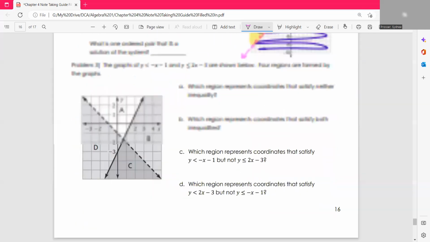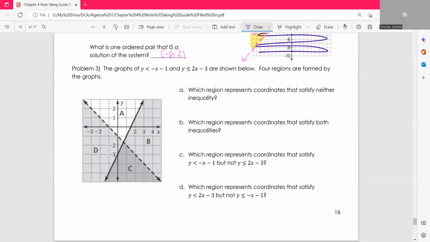Okay, let's check out problem 3 here. The graphs of y is less than -x minus 1 and y is less than or equal to 2x minus 3 are shown below. 4 regions are formed by the graph, and you can kind of see the 4 different regions. And we're going to answer these questions. Which region represents coordinates that satisfy neither inequality? So we've got A, B, C, and D. Which region doesn't have a solution to either line that's drawn? And so we'd have to say A, there's no shading here. So there isn't any solutions because there's no shading.